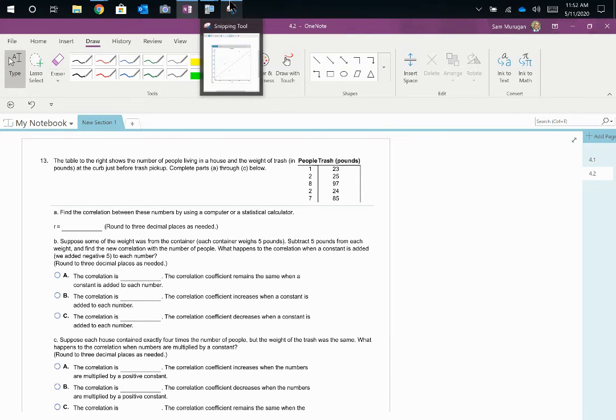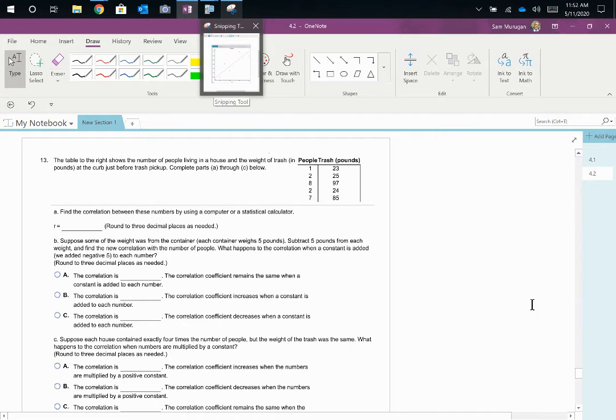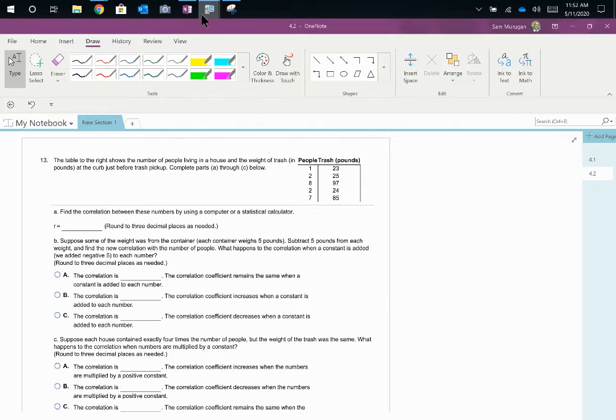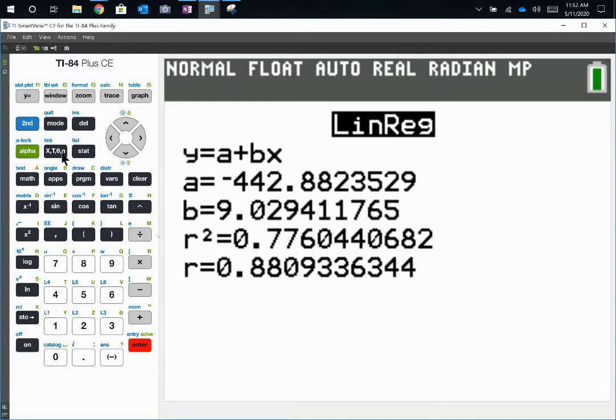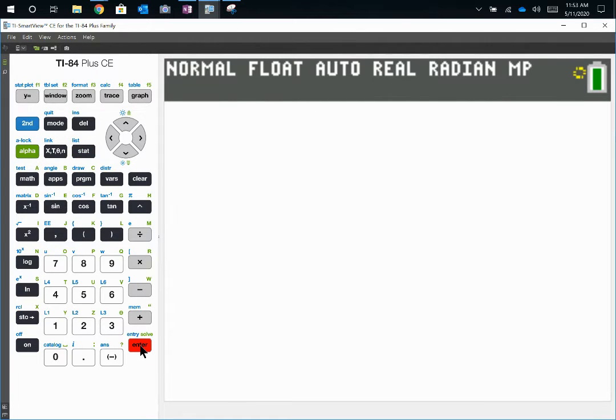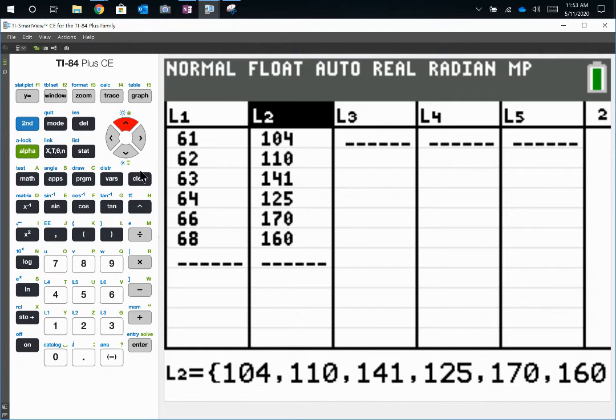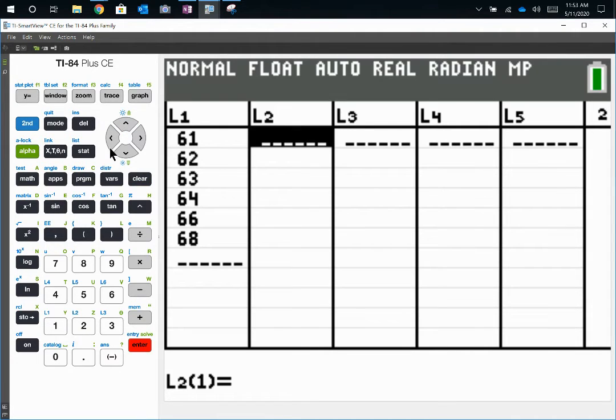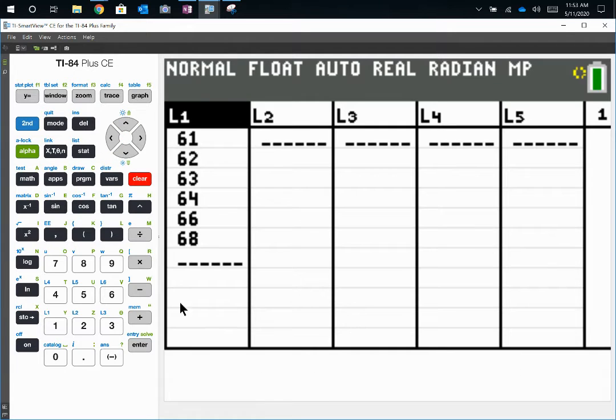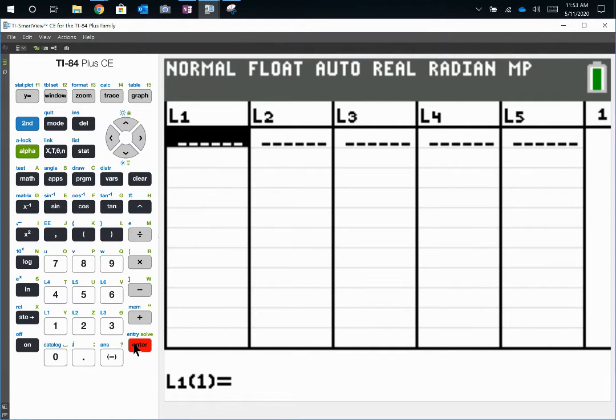So let me write the data down, and where is this data? At question 13, yes. All right, so I'm going to go ahead and put that data into my calculator. Okay, so remember stat, edit your list. So clear the first list, and then clear your second list. And then I'm going to enter the data.